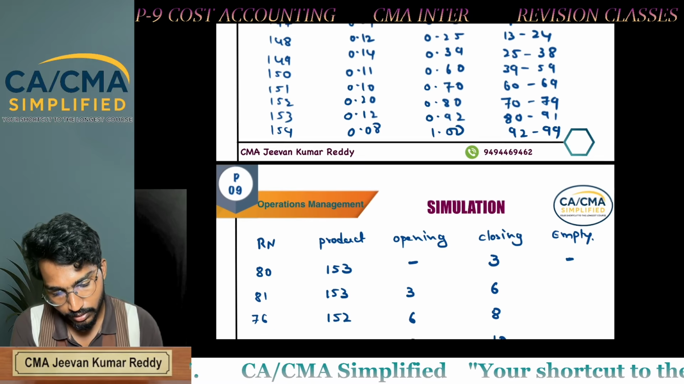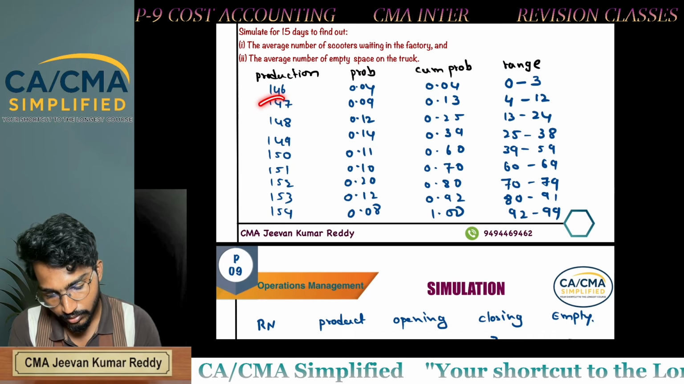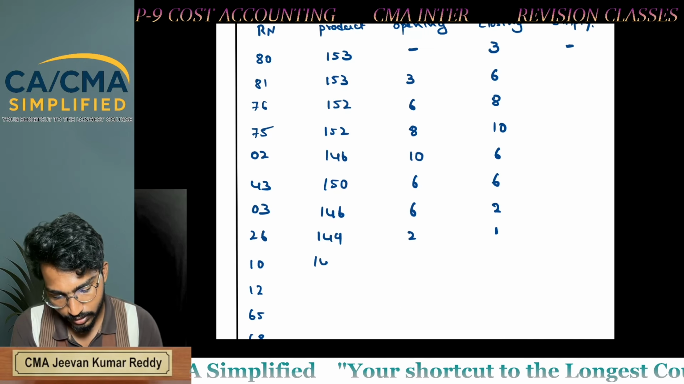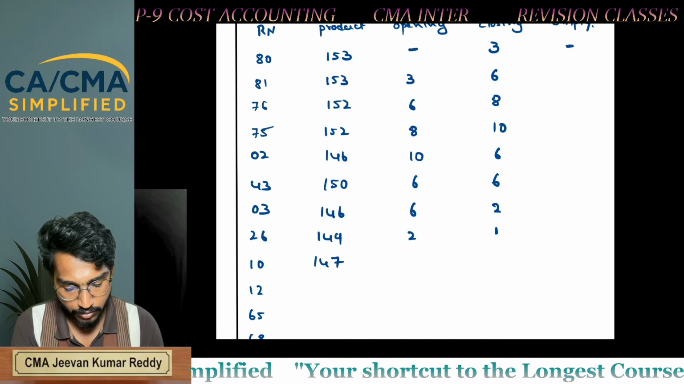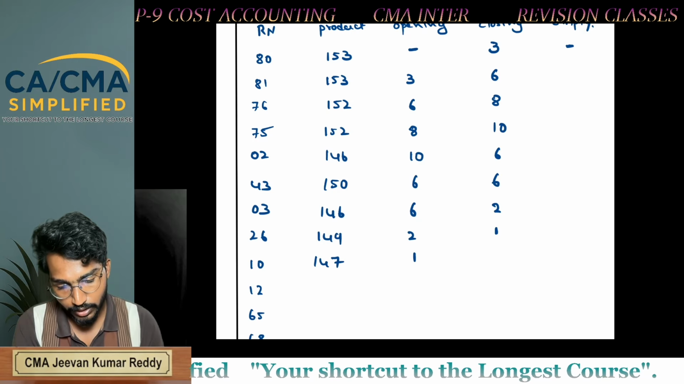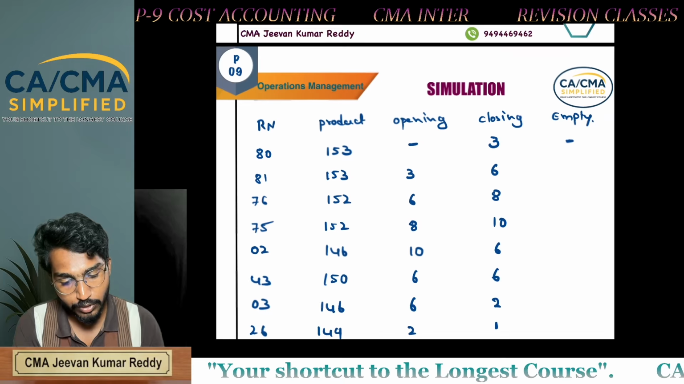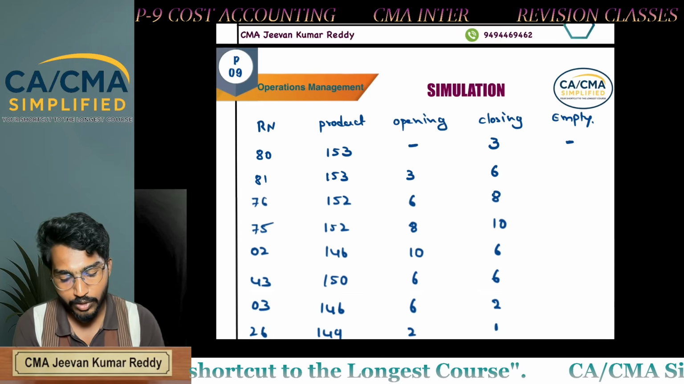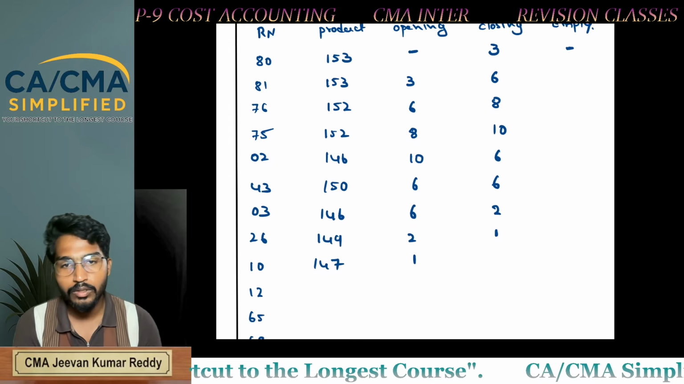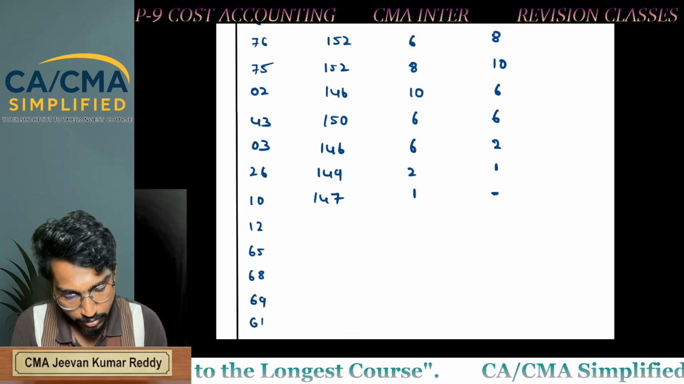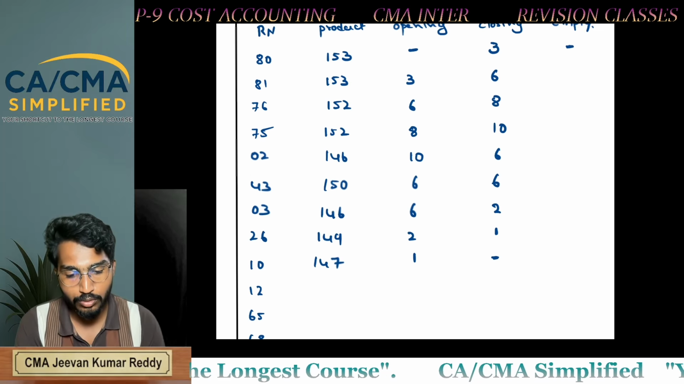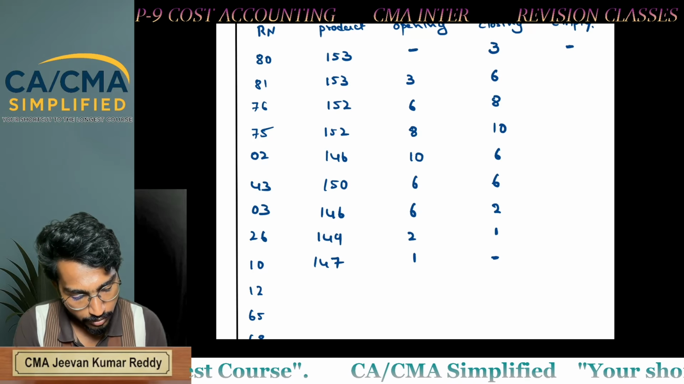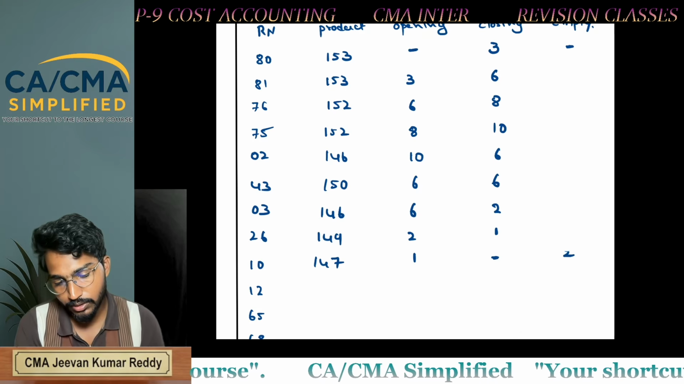Next, 10. 10 means 147. So here 147, we have an opening stock of 148, but we need to transport how many? 150. The truck space is 150, but we have only 148. So there is no closing stock, but the truck will go empty by 2 scooters.